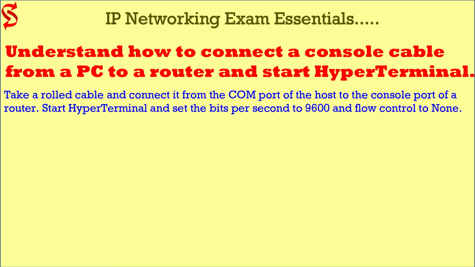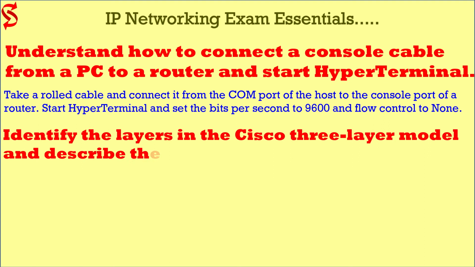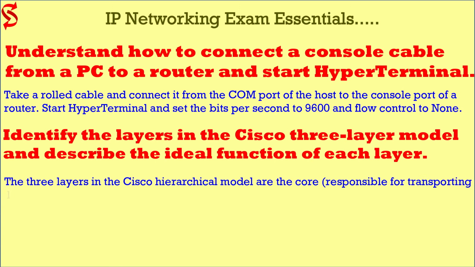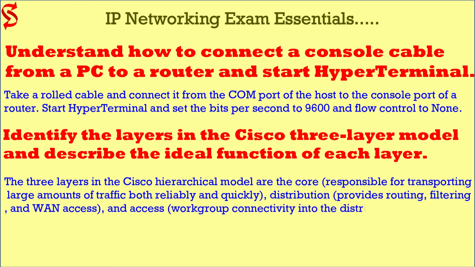And the last question from this section is, identify the layers in the Cisco 3-layer model and describe the ideal function of each layer. The three layers in the Cisco hierarchical model are, first, the core, which is responsible for transporting large amounts of traffic both reliably and quickly. Second is the distribution, which provides routing, filtering, and WAN access. And the last one is access, which provides workgroup connectivity into the distribution layer.